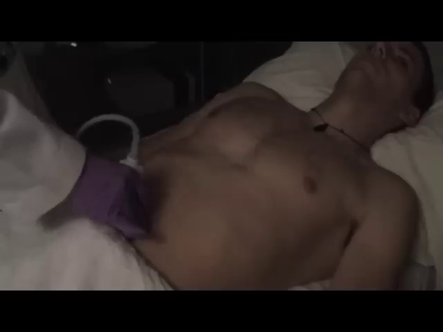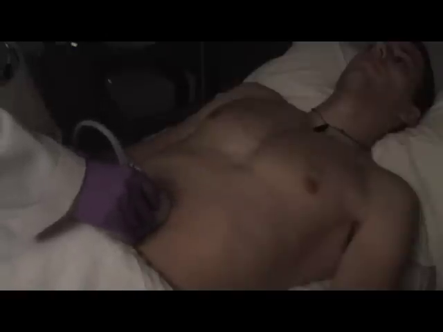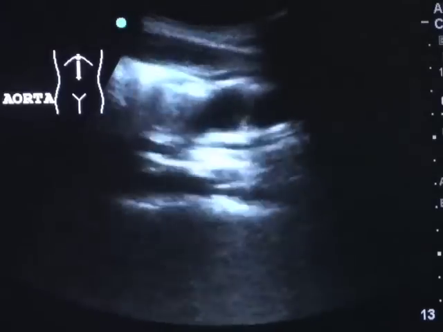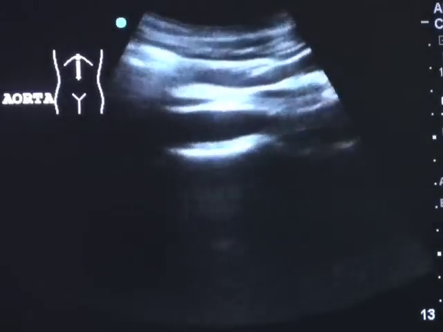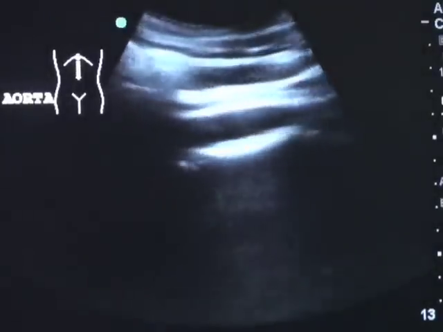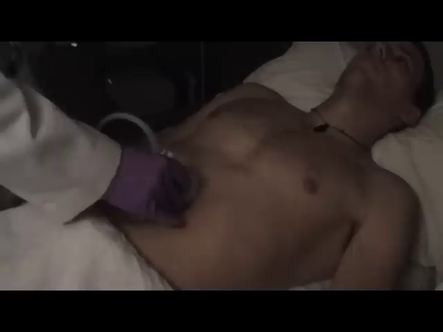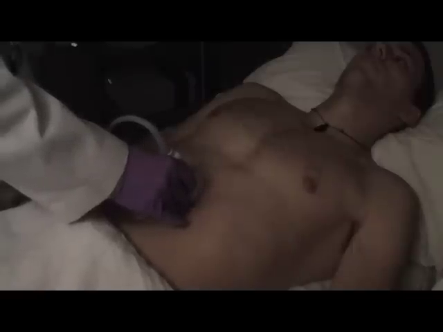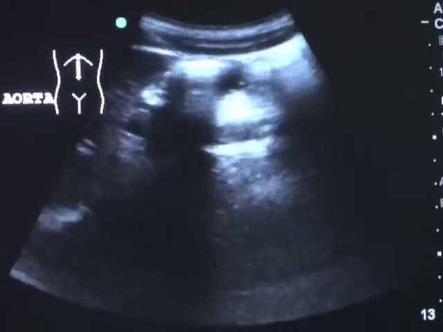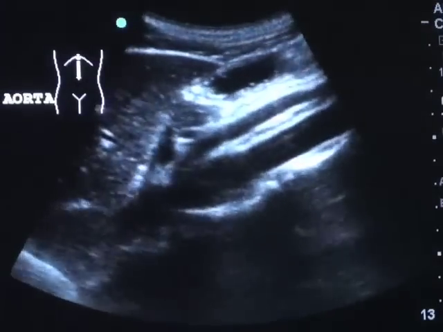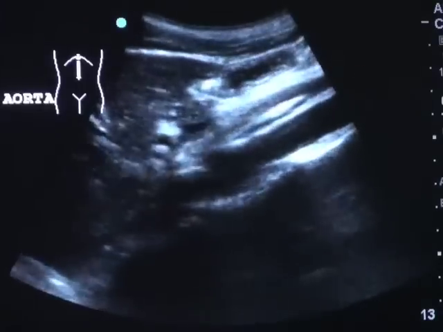And again, when you're having trouble visualizing, you can go to long axis and visualize the aorta in long axis. Making sure that you can rotate the probe and make it look like a tube all the way across, and then you can slide the probe superiorly, sweeping across, and you can see the abdominal aorta and the SMA that runs parallel to that.